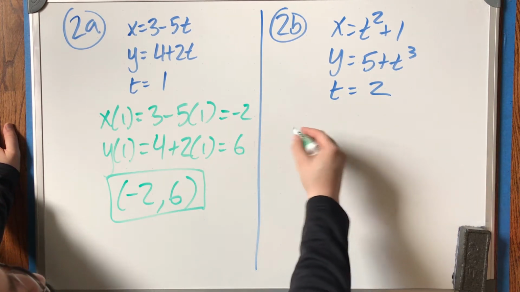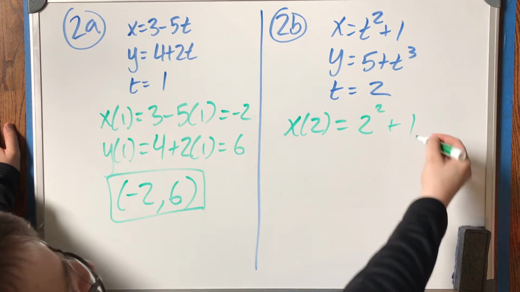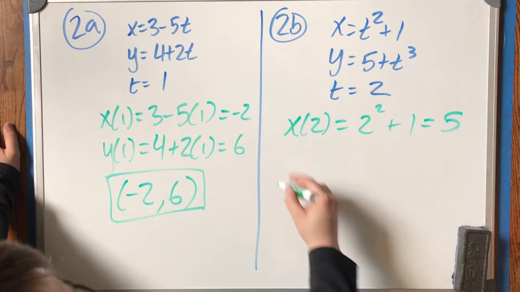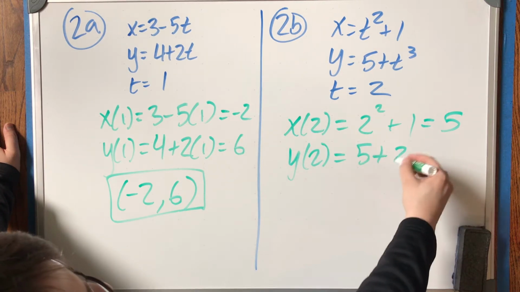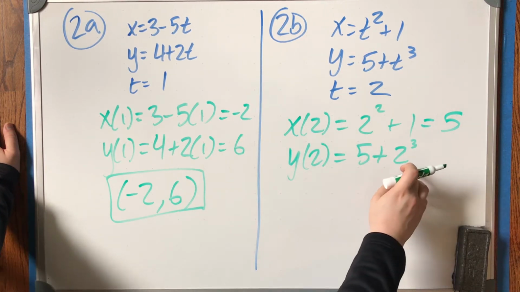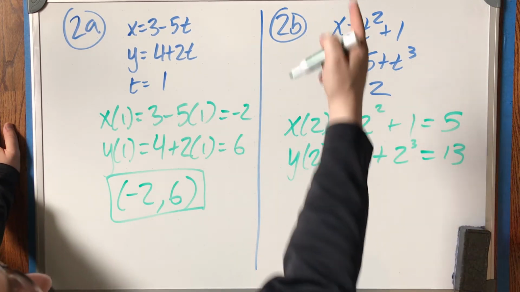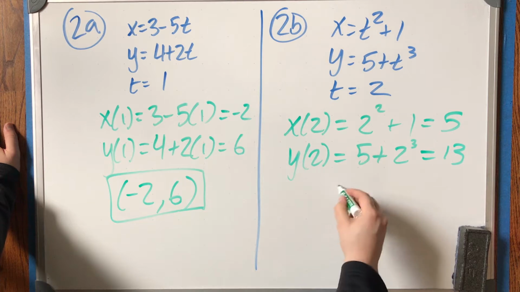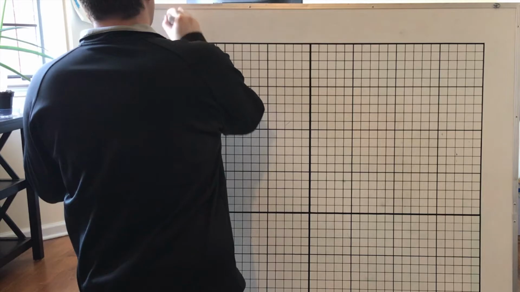This time it's x equals 2, so I'm going to do x of 2. That's going to be 2 squared plus 1, which I'm pretty sure is 5. And y of 2 is going to be 5 plus 2 to the third, so that's 8 plus 5 is 13. So for these parametric equations, when t equals 2, we are at the point 5, comma 13.